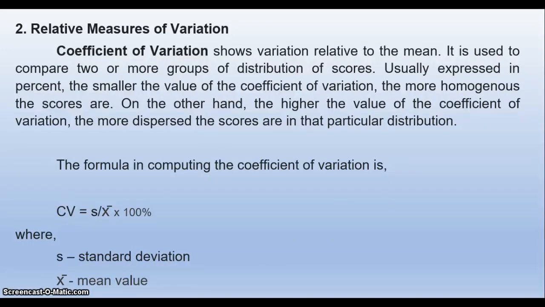So we have number 2, the relative measures of variation. The coefficient of variation shows variation relative to the mean. It is used to compare two or more groups of distribution of scores, usually expressed in percent. The smaller the value of the coefficient of variation, the more homogeneous the scores are. On the other hand, the higher the value of the coefficient of variation, the more dispersed the scores are in that particular distribution. And the formula in computing the coefficient of variation is CV equals S over x-bar times 100, where S is the standard deviation and x-bar is the mean value.